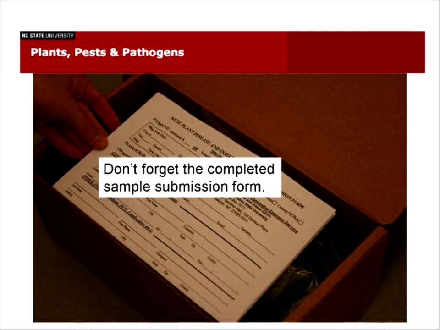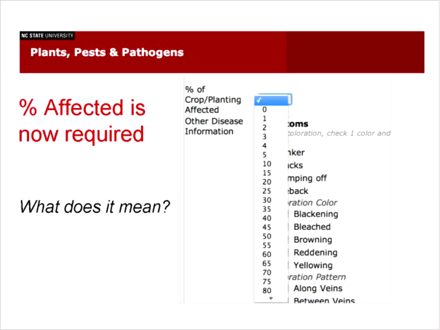Don't forget the completed sample submission form. And while I'm mentioning that, just point out that when you're entering these online, the percent affected field is now required. You can't submit unless you've filled something there. And what we mean by percent affected is as a population of plants. So we're not asking whether 100% of that tree is affected, but rather, is it 10 trees out of 100 in the row, etc.